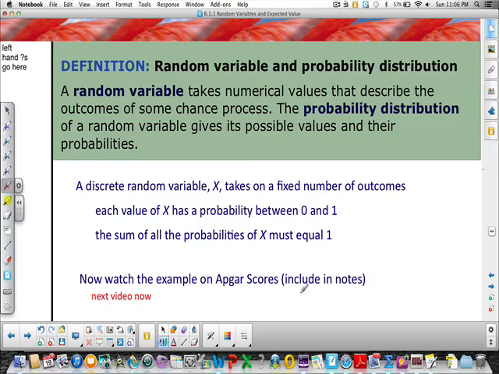So what I want you to do now is pause the video and watch the first example in the links, the first example on APGAR scores. I do want you to include this example in your notes, so if you need to pause or rewind or whatever to do that, make sure you do. But pause this video here, click back to the wiki, and open up the first example video on APGAR scores.